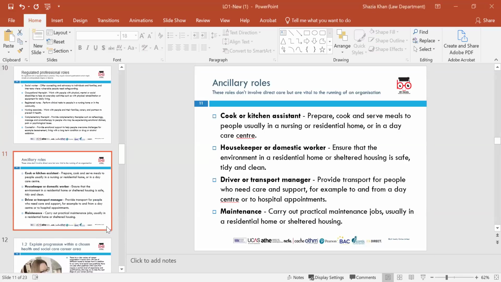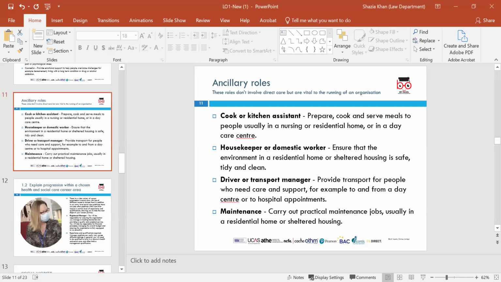Then we've got the next one, which is ancillary roles. These roles don't involve direct care, but are vital to the running of an organization. So you have a cook or a kitchen assistant who helps with cooking or cleaning. Then we have the housekeeper. You have a driver who transports people, for example, if they don't have transport. And then you have people in maintenance, as there's a need for maintenance within a healthcare profession.